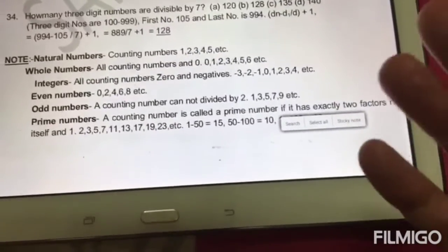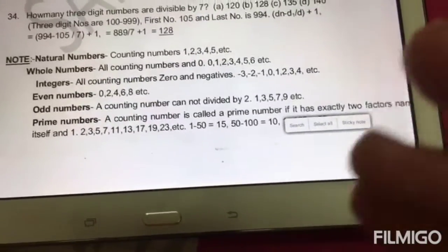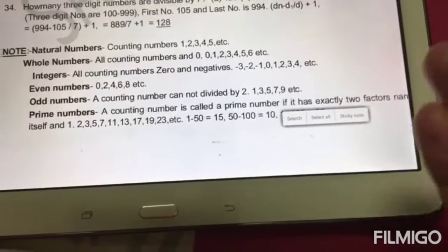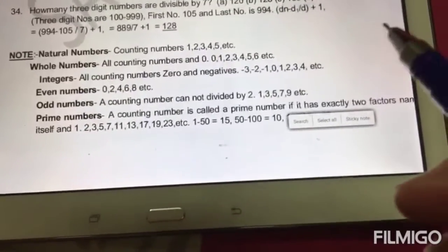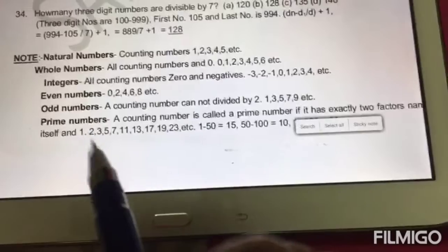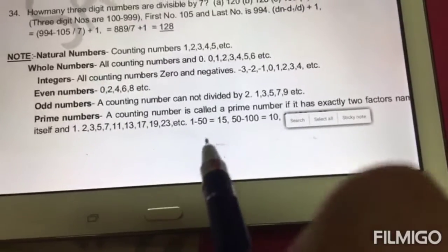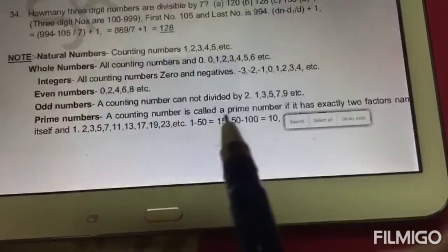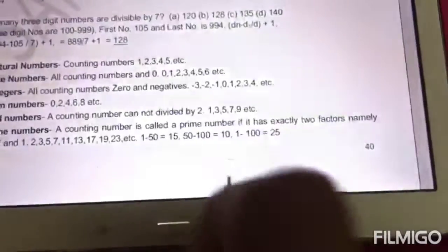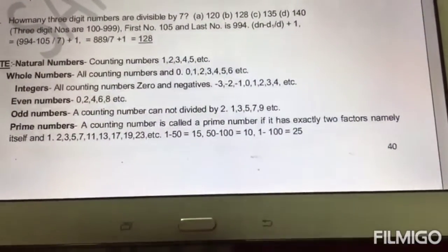2 into 6 is 12. So 2 and 6 are factors. 3 into 4 is 12. So 3 and 4 are factors. So it is not a prime number because it has factors other than 1 and itself. So any counting number which only has 1 and the number itself as its factor is called a prime number.